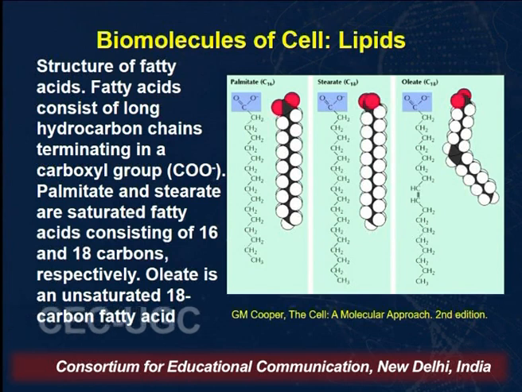Now, the lipids are basically classified as fatty acids, which contain a long chain of carbons which terminates with a carboxylic group. Over here the palmitate and stearate, which are saturated fatty acids, are shown. The palmitate contains 16 carbons. The stearate has 18 carbons. The oleic acid shown here is an unsaturated 18 carbon fatty acid. Unsaturated means there is a presence of a double bond.